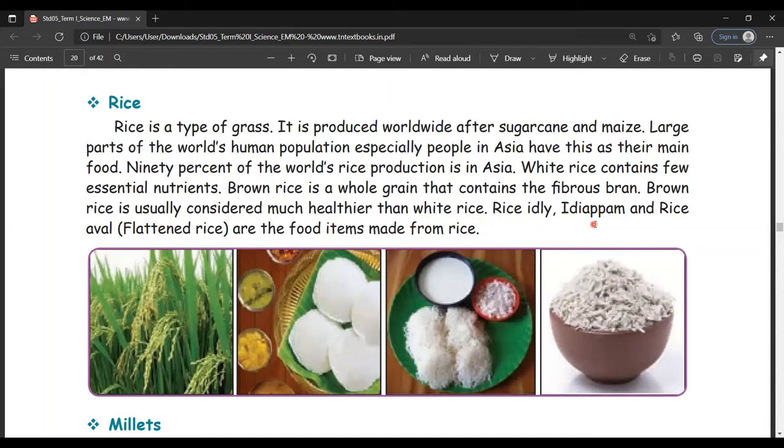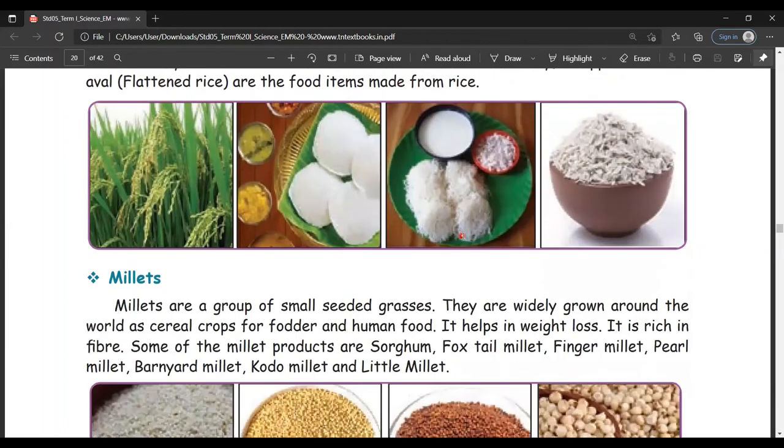Rice idli, idiyappam and rice aval, that is flattened rice, are food items made from rice. This is the rice plant. It is a grass type, isn't it? Some of the food items made from rice.